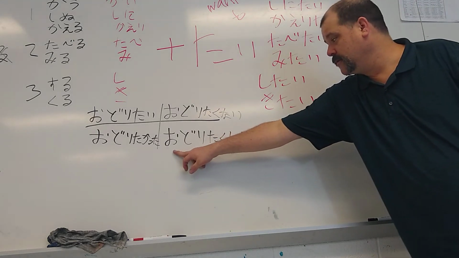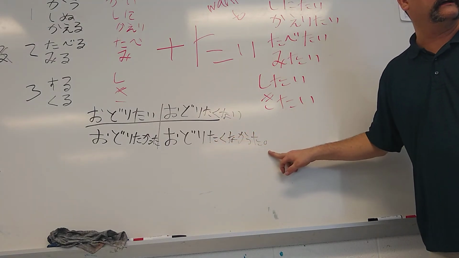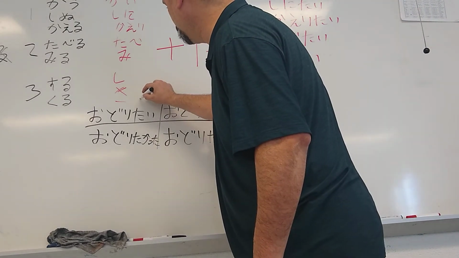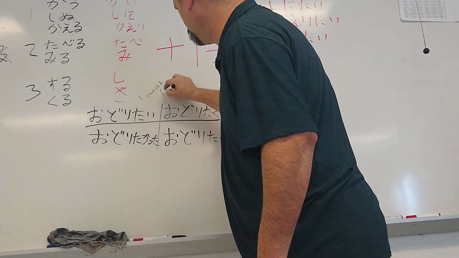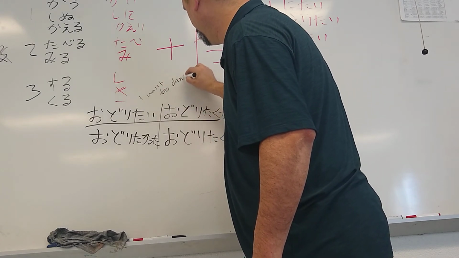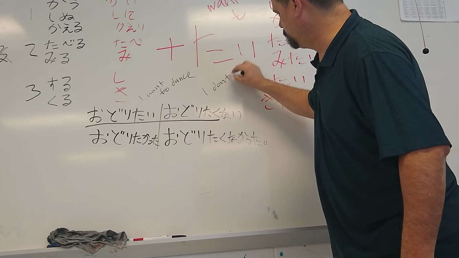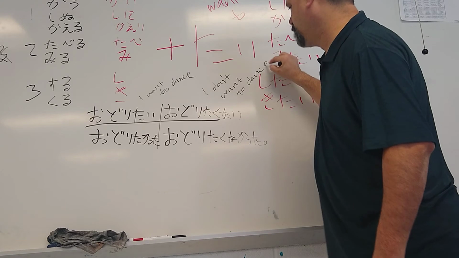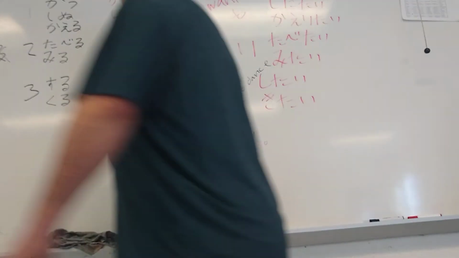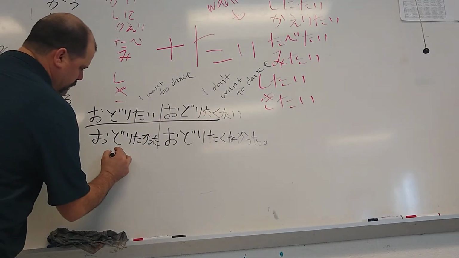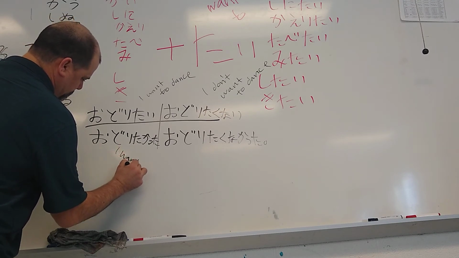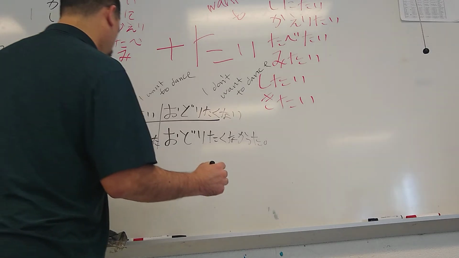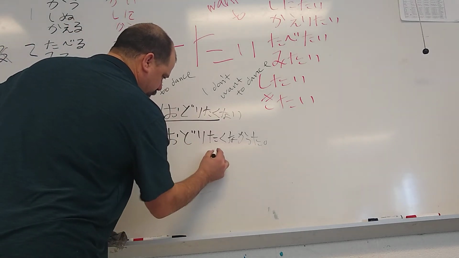This one right here? Odoritaku nakatta. This means, okay, so just writing it up here. Odoritai. I want to dance. I want to dance too, bro. Okay? I don't want to dance. Odoritaku nai. Odoritakatta. I wanted to dance. Odoritaku nakatta. I didn't.